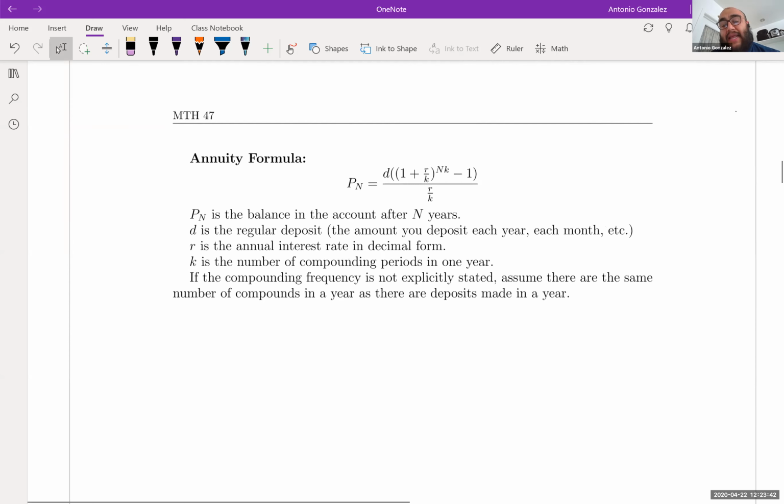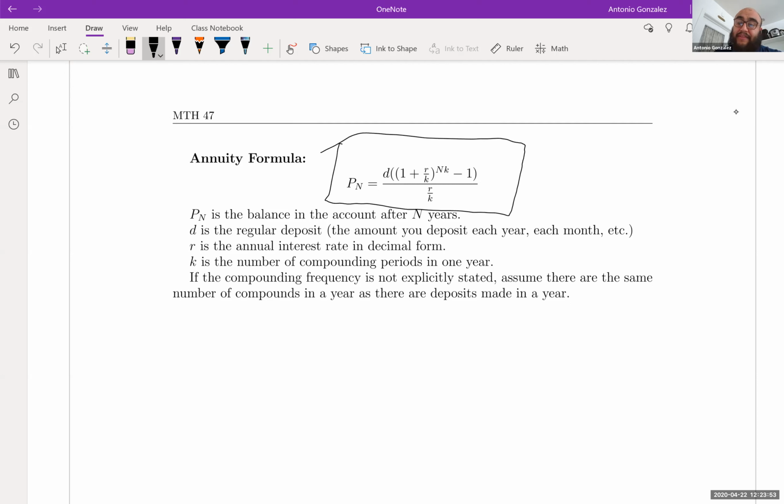All right, and that is the annuity formula, right? Through the process that I was doing above, we can arrive at this conclusion here. This is our annuity formula. It looks a bit more complicated than the compound interest formula, so we do have to be careful that we use it correctly and input it into our calculator correctly.